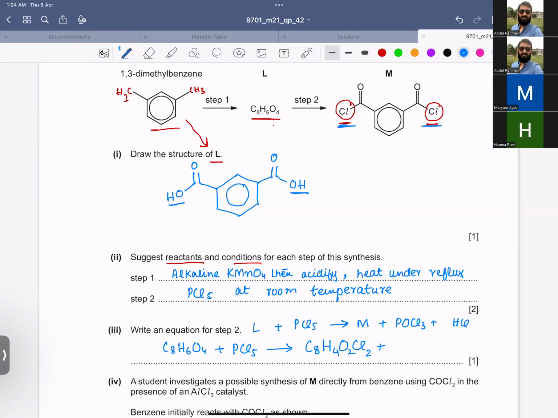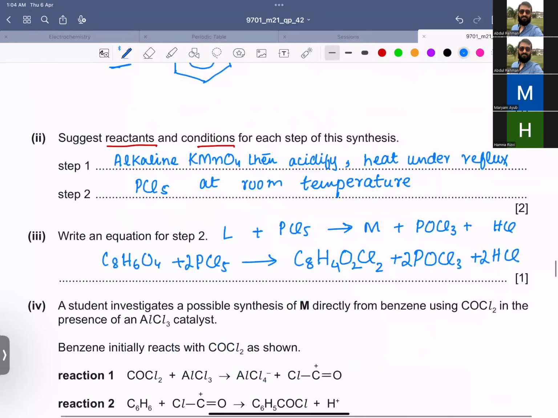It's not 2. POCl3 would form and HCl. So the displacement is actually occurring at 2 different positions. So we need 2 moles of PCl5. So here we got 2 POCl3 and 2 HCl. Now the equation is balanced. Yes, is this clear to everyone? Yes. Yes, sir.